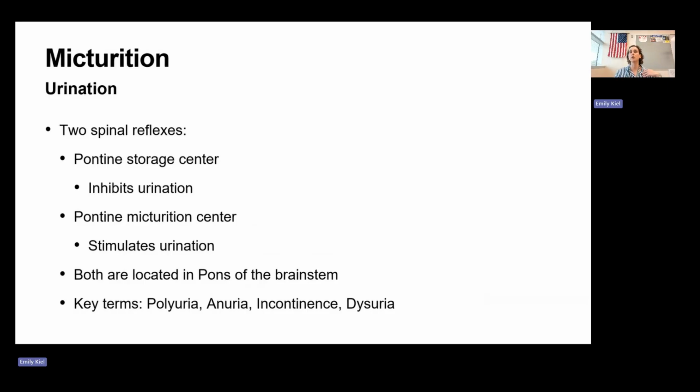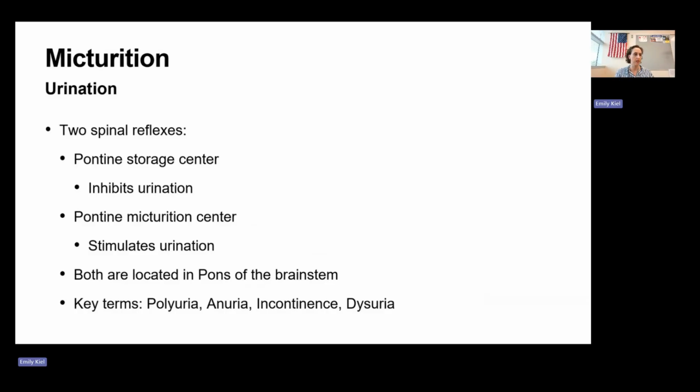So again, I always think with my sympathetic system, if I am running from a bear, do I want to be peeing myself or not? And the answer is I do not. So the sympathetic system is going to inhibit urination. And then you have the pontine micturition center, which stimulates urination, and that is under parasympathetic control. You want to be relaxed and safe before you urinate.